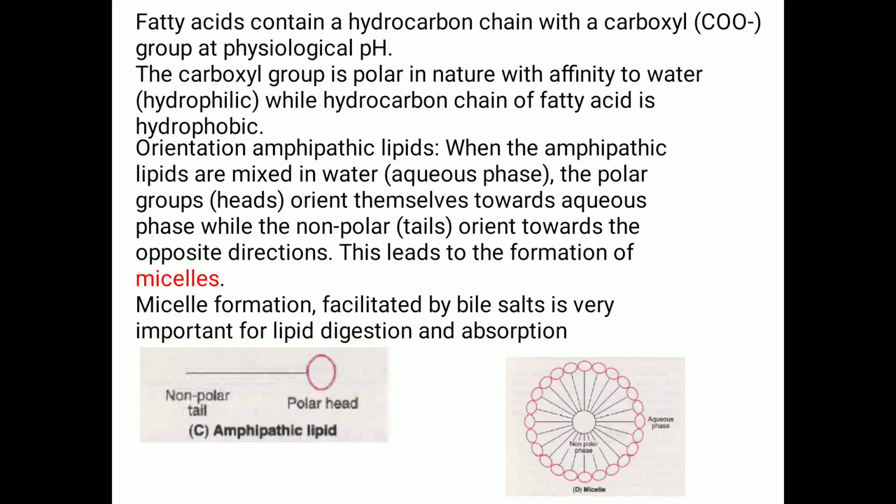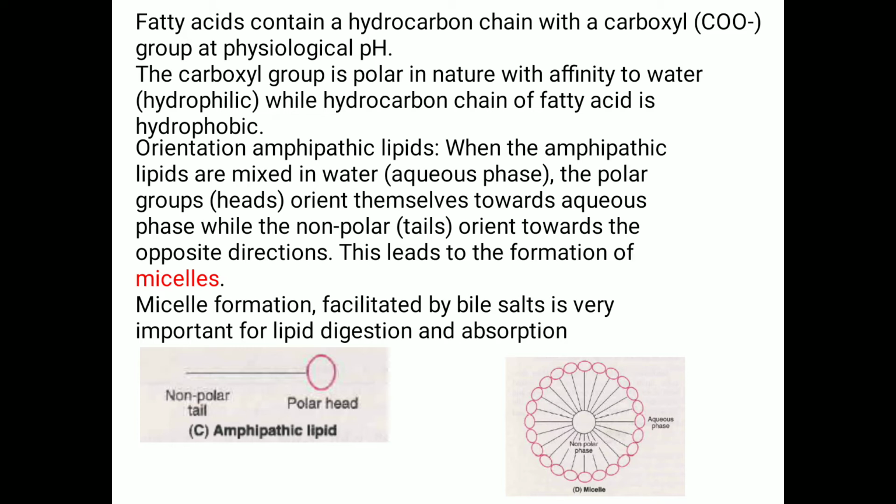Now, how is the micelle shown in the slide? You see the second picture, the structure of a micelle. Those are fatty acids. The black lines are the hydrocarbon chains of the fatty acid, which are hydrophobic, and the pink head regions are the hydrophilic head groups, that is, carboxyl groups. So when these fatty acids are mixed in water, what is happening?